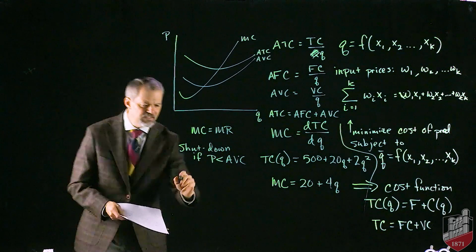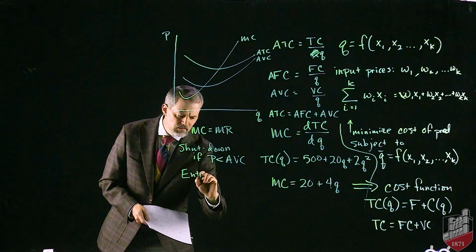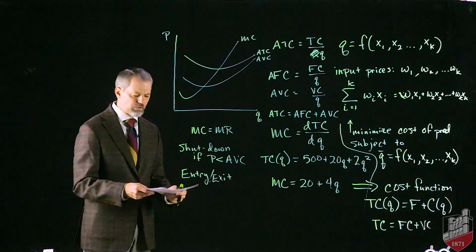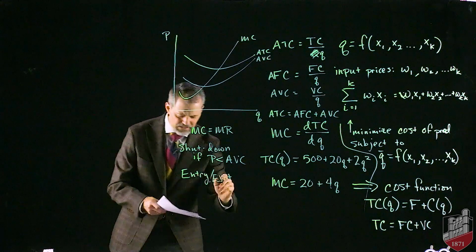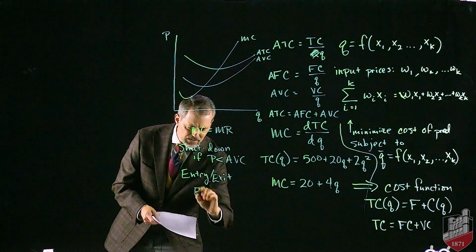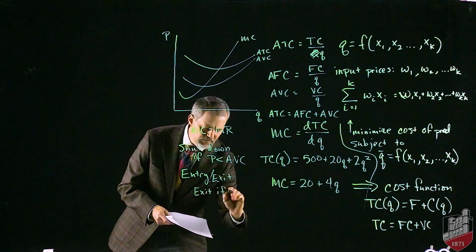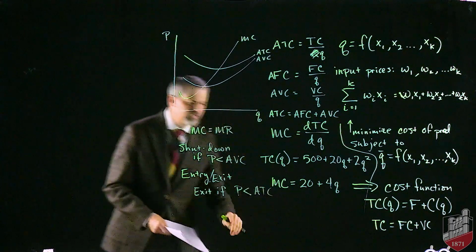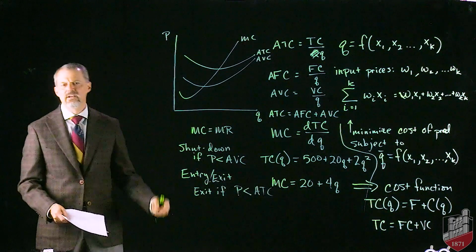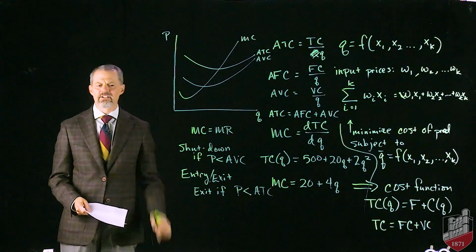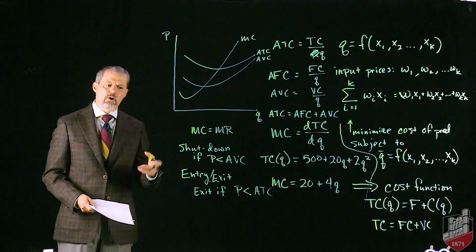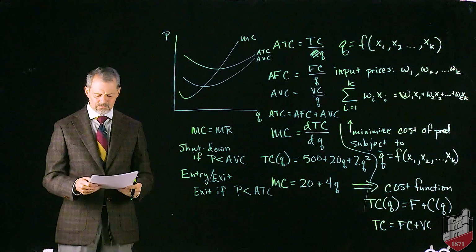The entry-exit condition, this one's straightforward. You exit if price falls below average total cost. This just means profit is negative. In the long run, a firm will exit if profit is negative. In the long run, firms will enter a market if profit is positive.